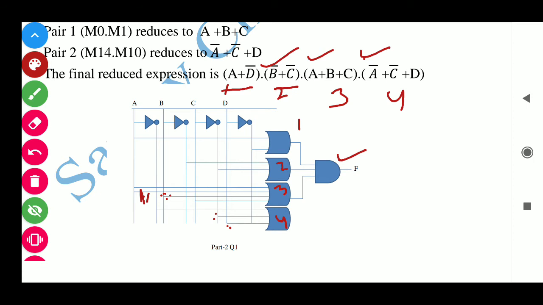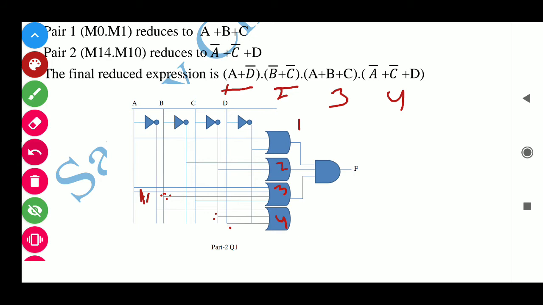You have to practice it, you have to use your pen or pencil. Many times you ask, sir, do we have to use pencil or pen? Anyhow, you can use pencil, you can use pen, but it is better to use a scale. It looks good when you use a scale to draw the logic diagram. Okay, so this is the way you draw it.